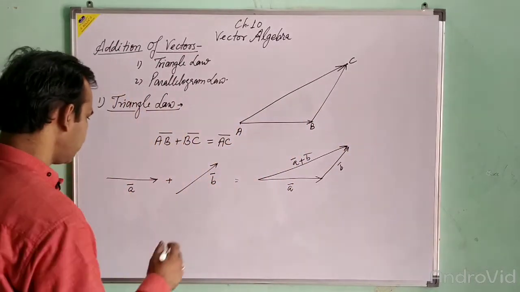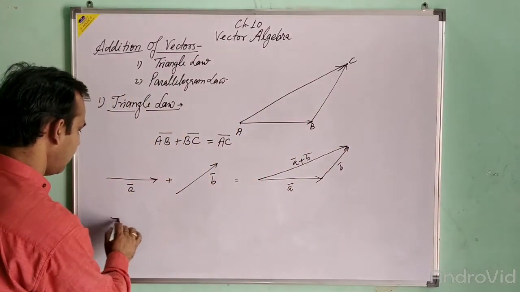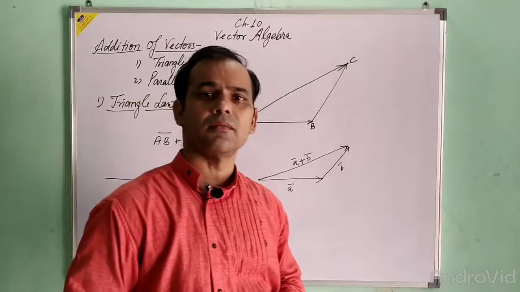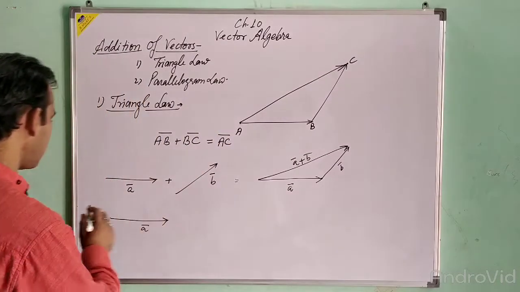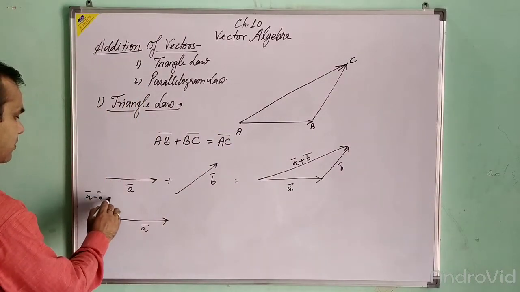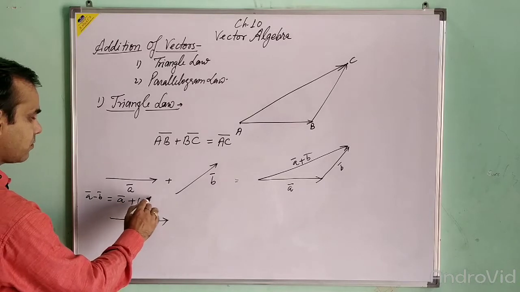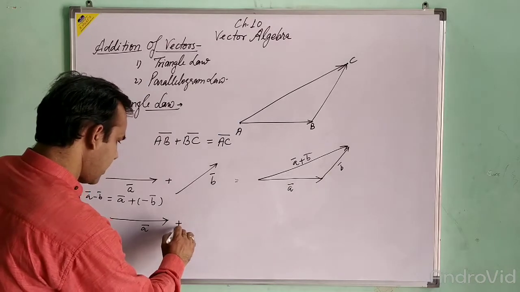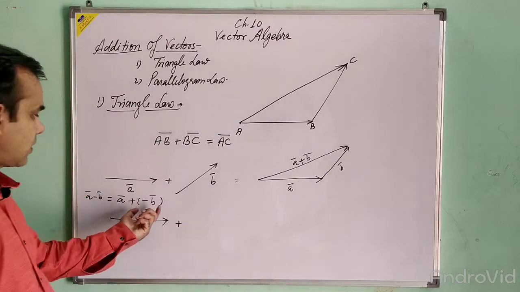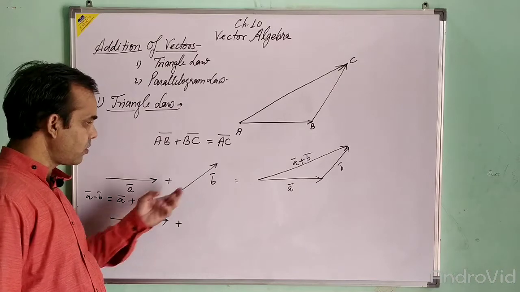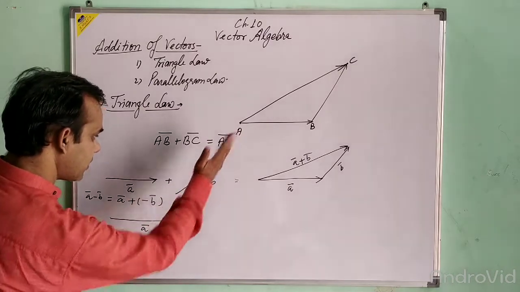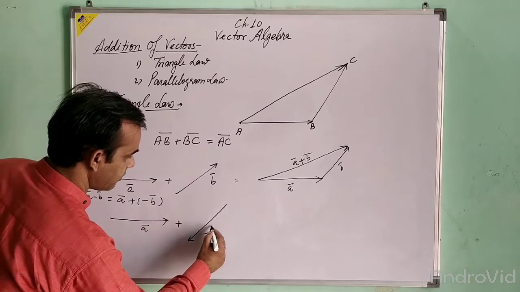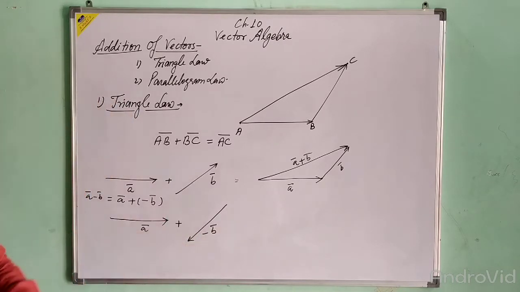Now let's suppose A vector is this and we want to get A vector minus B vector. A vector minus B vector means A vector plus minus B vector. So this A vector will remain as it is, and in order to get the negative of vector B, we have to reverse the direction of this vector. This is B vector, so we reverse the direction and it becomes minus B vector. Now these two vectors can be added.